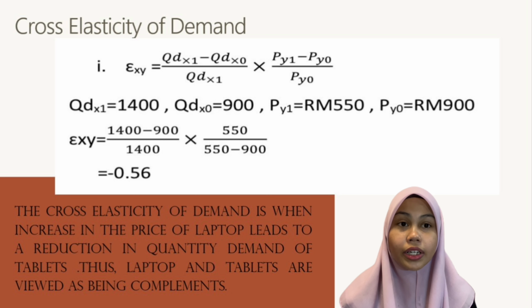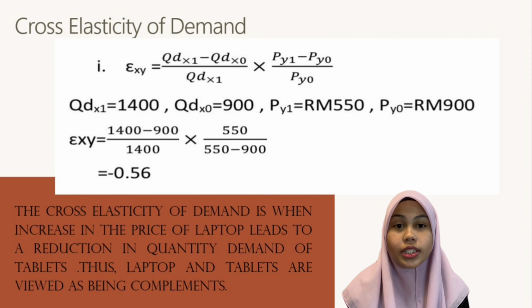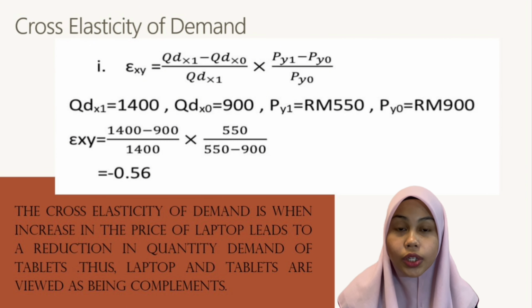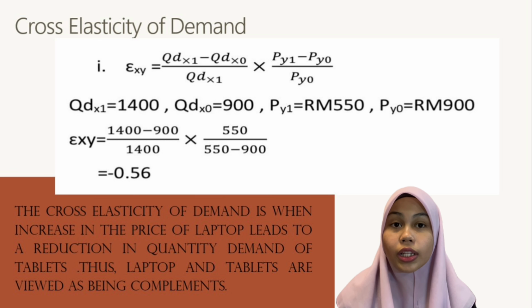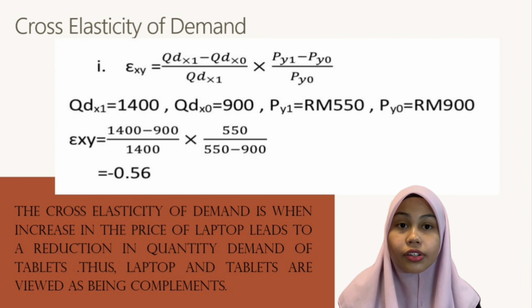So 1400 as QD1. Same goes to the price of laptops, which is RM 900. The quantity demanded is 900 units. 900 is applied in this formula as QD0. So 1400 minus 900 over 1400, multiplied by 550 over 550 minus 900, equals negative 0.56. So a negative answer means laptops and tablets are complementary goods.